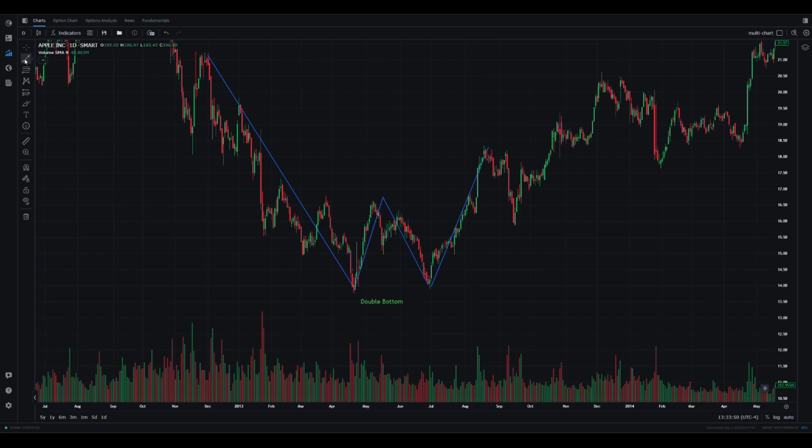Traders typically wait for the price to break above the neckline, which is a resistance level formed by connecting the highs between the two troughs. The breakout above the neckline confirms the completion of the pattern and validates the reversal signal.